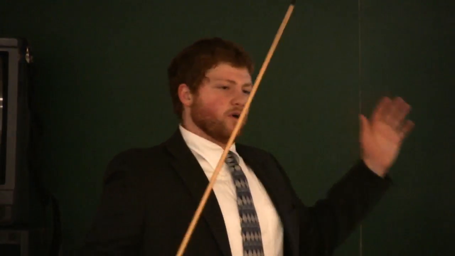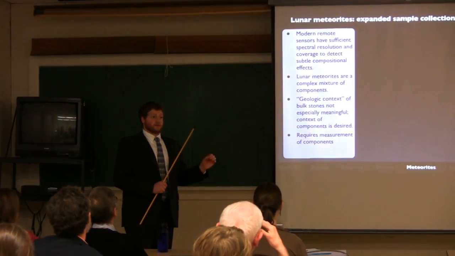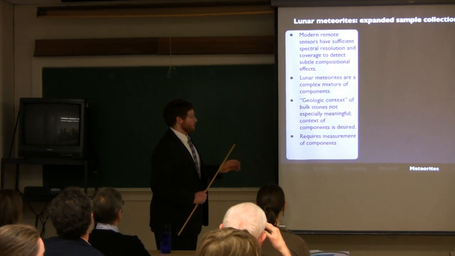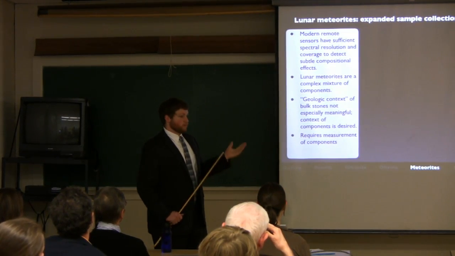So, as I just said, they're kind of mixed up and jumbled up. The geologic context of the whole stones is not really all that meaningful, because they're basically this amalgamation of various different components that get glued together and ejected off the surface in the form of a meteorite. What we really want is where those specific components came from, what the context of those is. Say a big troctolite clast. What does that tell us? So what we really want is to be able to measure the actual components of these rather than just looking at the bulk samples.